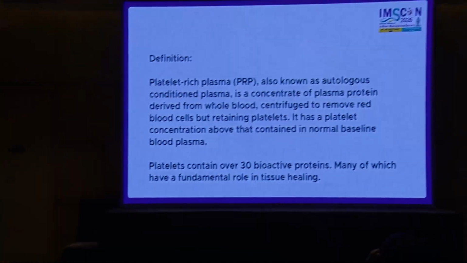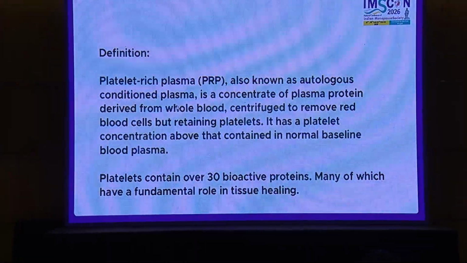I'll start my lecture on the role of PRP and the method of preparation. In the outline, I'll talk about what it is, what's in it, what single and double spin are, what the controversies are, and some indications. We define platelet-rich plasma, also known as autologous conditioned plasma, as a concentrate of plasma protein derived from whole blood. It is centrifuged to remove all the RBCs so that the platelet number is increased. It has a platelet concentration above that contained in normal baseline plasma.